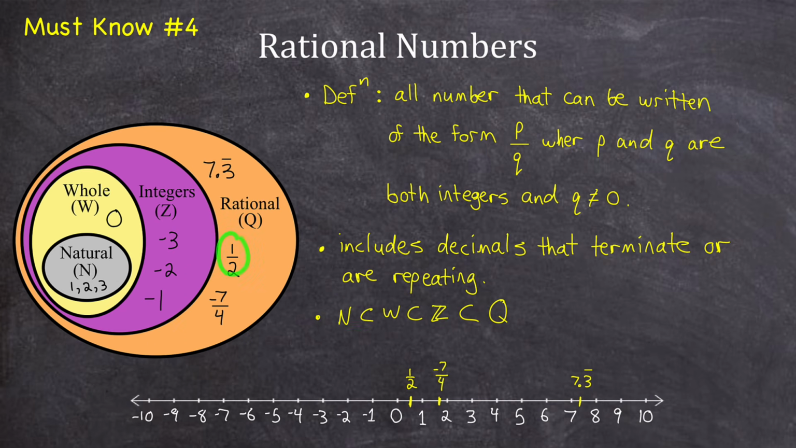So all of the integers, whole numbers, and natural numbers are within the set of rational numbers, but so are values like a half, negative 7 over 4, and 7.3 repeated. Those are also rational numbers, even though they're not inside the set of integers. And rational numbers are very important because they're used when precise ratios or measurements are needed, such as in recipes or in construction. And these rational numbers are actually a subset of an even bigger set called real numbers. But before we talk about real numbers, let's talk about another set called irrational numbers.